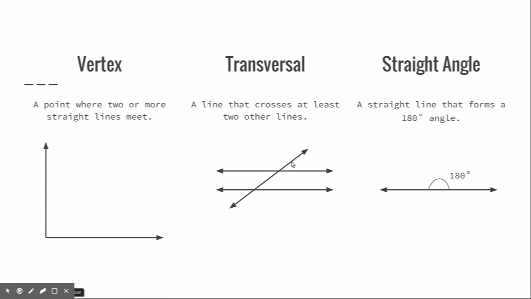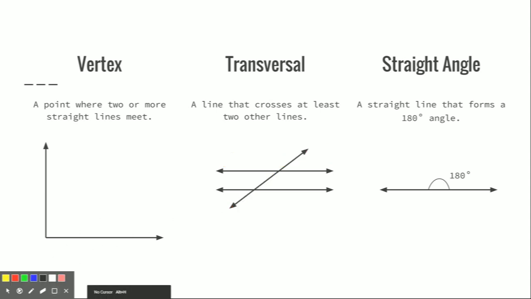A transversal is a line that crosses at least two other lines. And so the transversal in this case would be this line right here. And it's a line that crosses two other lines. And it could be even more than that. I could have another line coming through here, and that would still be a transversal because there's one line cutting through those other lines.